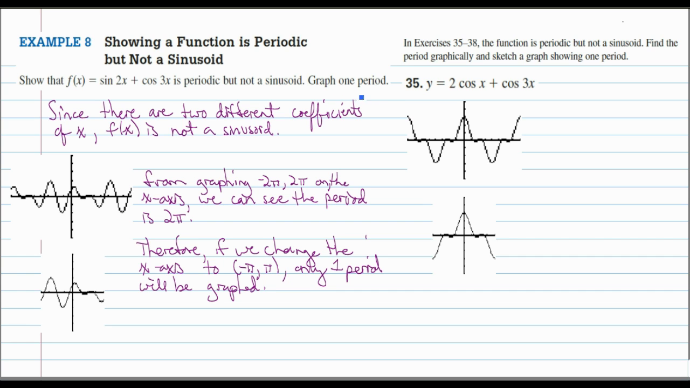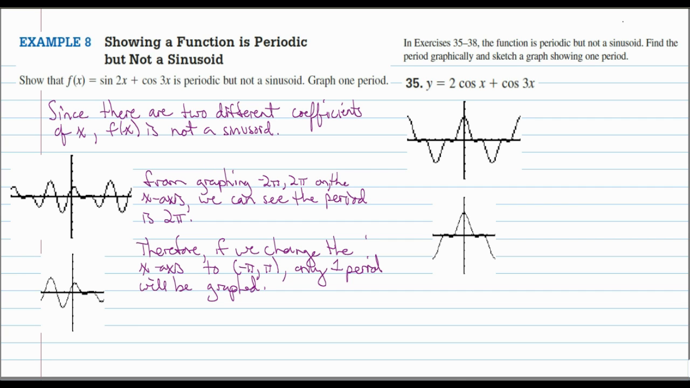Now the directions say graph 1 period. Well, the original scale I used from -2 pi to 2 pi showed 2 periods of the function, so I could see the repetition. So in order to graph 1 period, I'm only going to graph from -pi to pi. So there is a distance of 2 pi in there, but I'm only graphing 1 period.